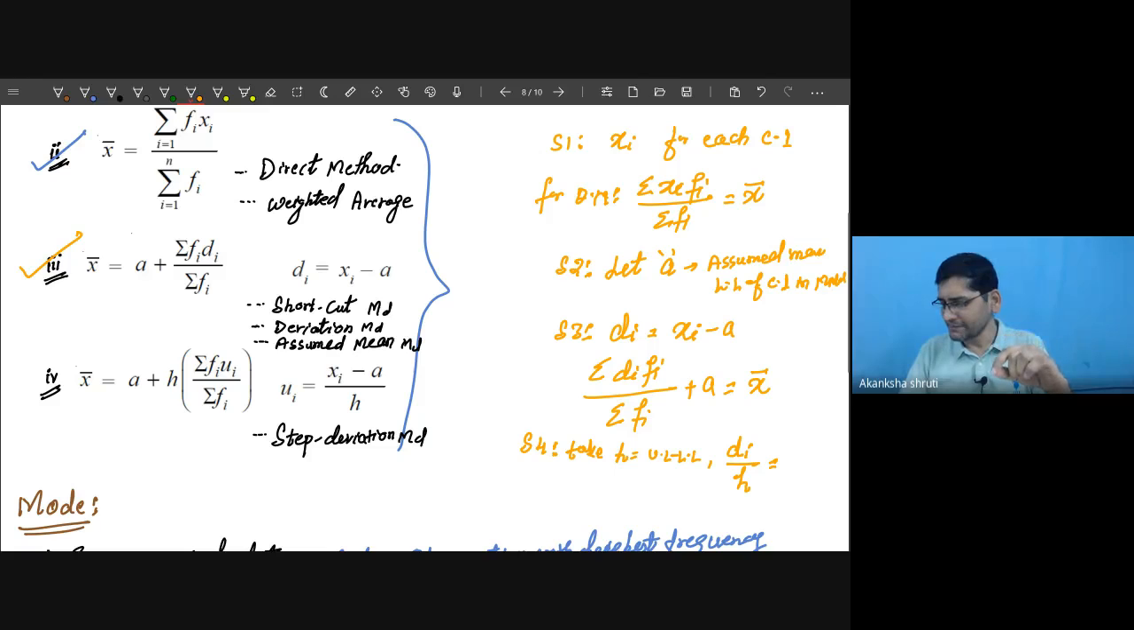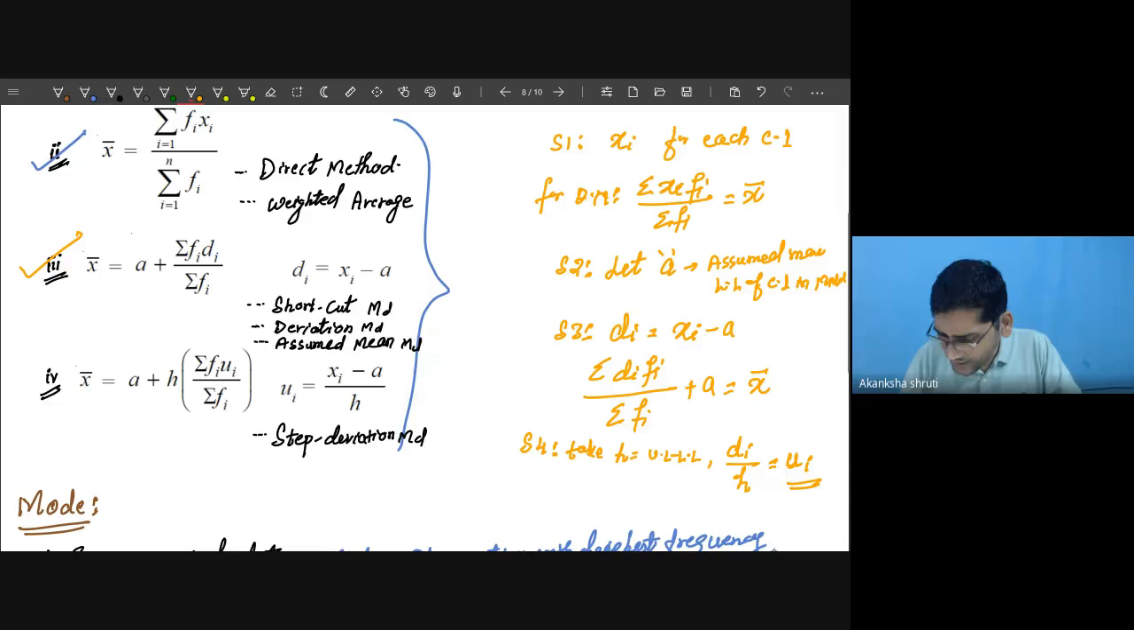When h is going to divide each deviation, it is called a step deviation. And this is denoted by ui. The symbols are important. You have to use this symbol. So once you have calculated the ui, you forget di and xi.